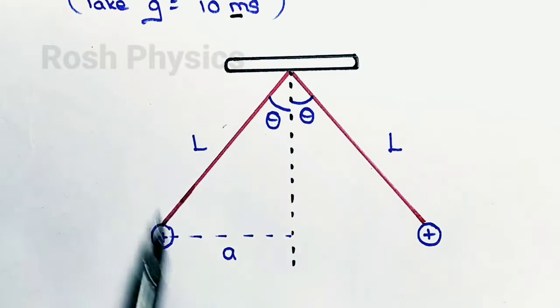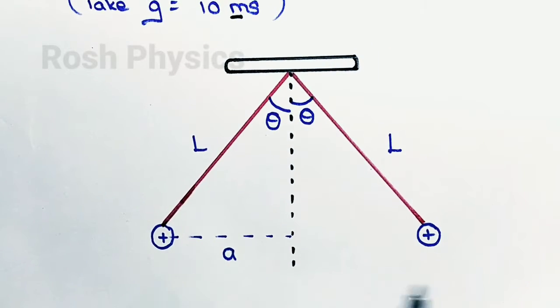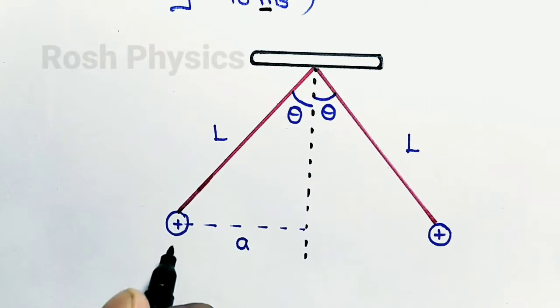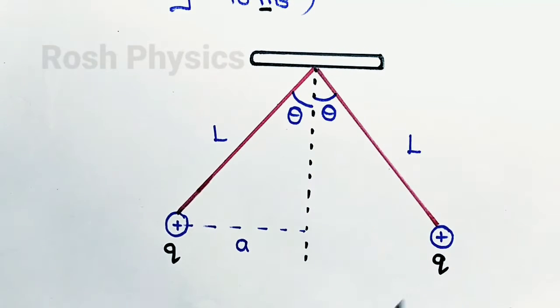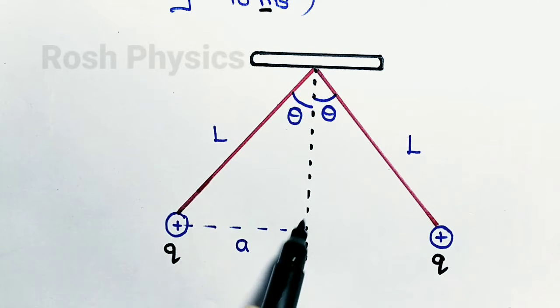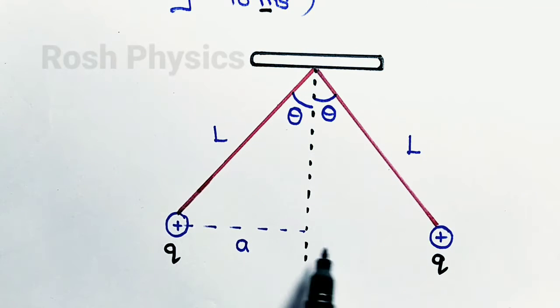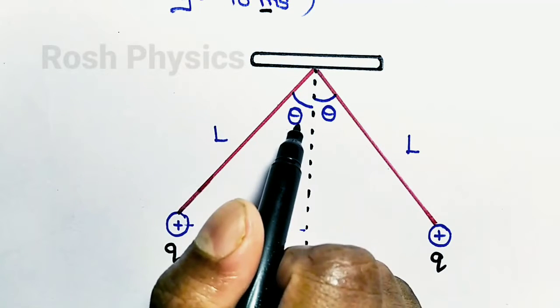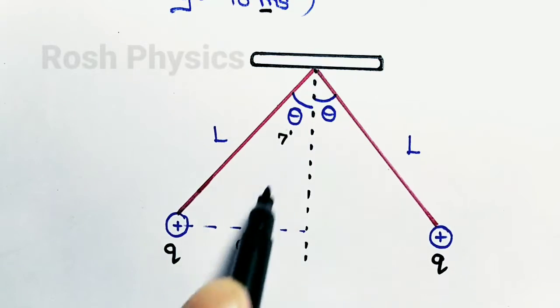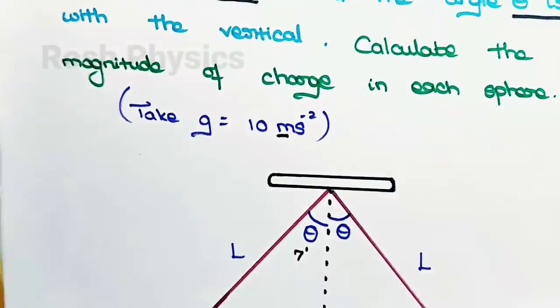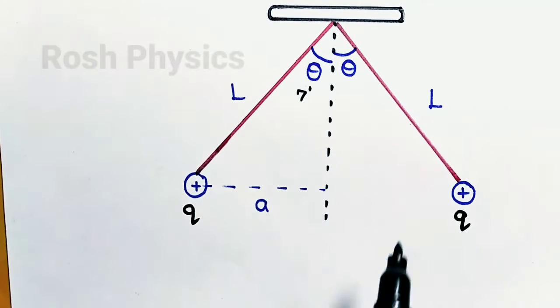So this is the diagram they have given in the question. Two equally charged spheres. This is also Q and this is also Q, because they have the same charge. The distance between the center point and the charge is a, so the total distance may be 2a. The angle is theta, which is 7 degree. They have already given the vertical, so I am drawing it here as a vertical. Now let's check the value of Q.